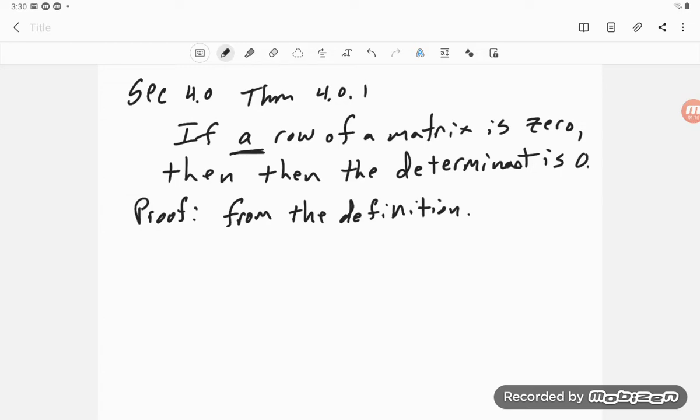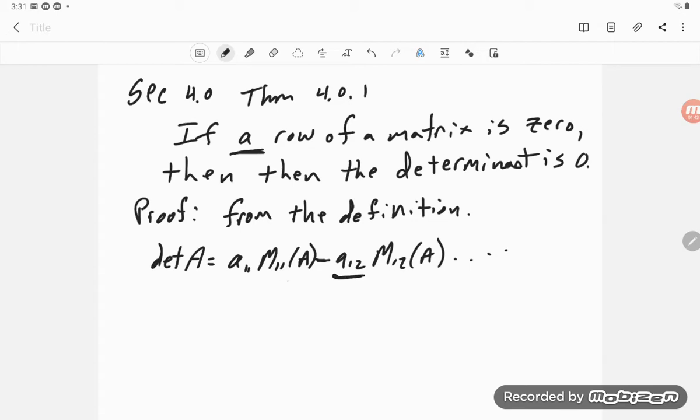Now, it kind of does later, but when they use this definition, they say determinant of A, and they use A11 times the minor 1,1 of A, and then minus A12 times that minor 1,2 of A, and so forth. You see, they're using row 1. And so if it's all 0, then yes, obviously from the definition, you get 0 for a determinant.